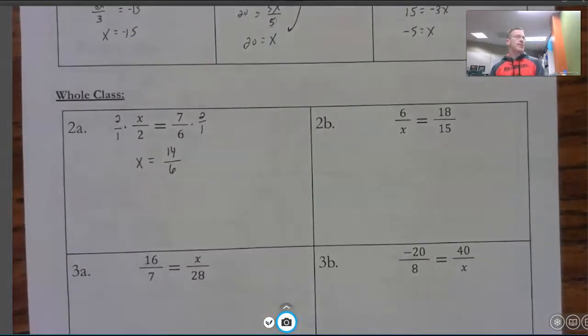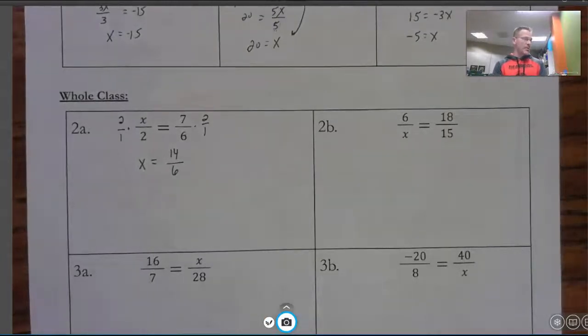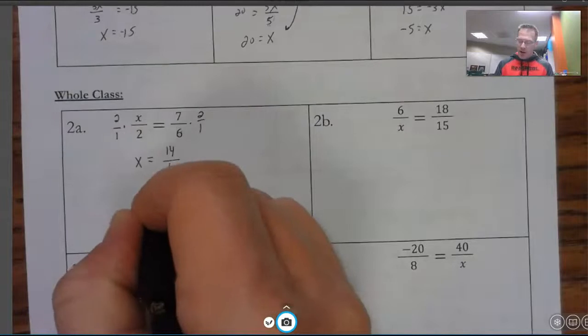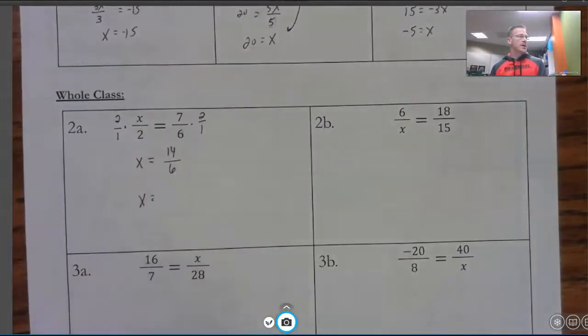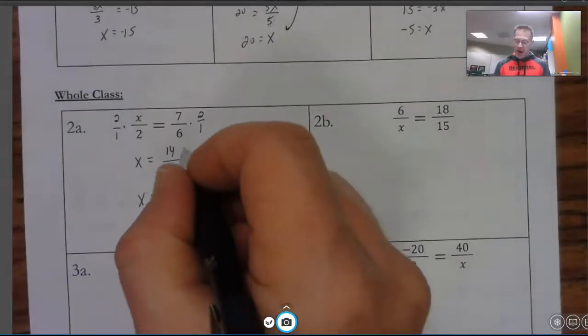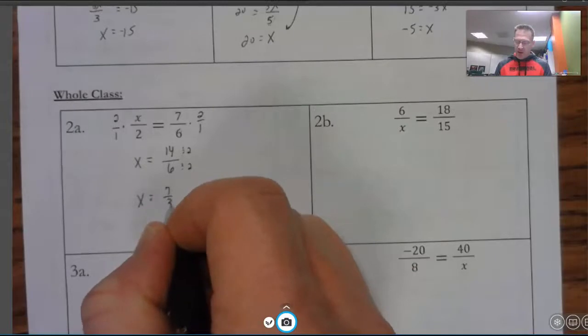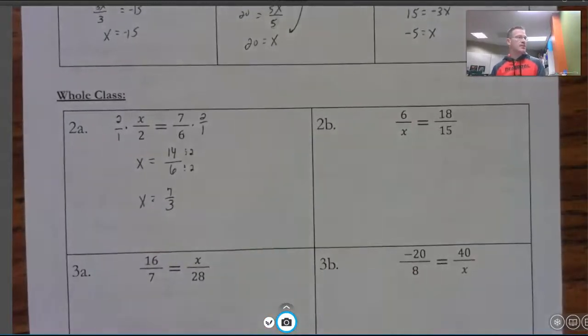And there's my answer. Now, you could make this a better answer. Remember, anytime we have a fraction, we want to try to write it in lowest terms. So what number goes into 14 and 6? Hopefully you came up with 2. They're both even, right? So I can divide 14 by 2, and I can divide 6 by 2, and I get 7 over 3. And there's my answer.